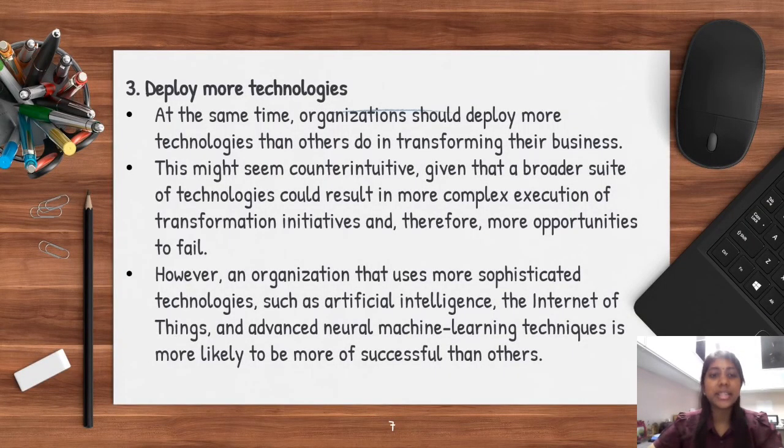The third one, deploy more technologies. At the same time, organizations should deploy more technologies than others do in transforming their business. This might seem counterintuitive, given that a broader suite of technologies could result in more complex execution of transformation initiatives and therefore more opportunities to fail. However, an organization that uses more sophisticated technologies such as artificial intelligence, the Internet of Things, and advanced neural machine learning techniques is more likely to be more successful than others.